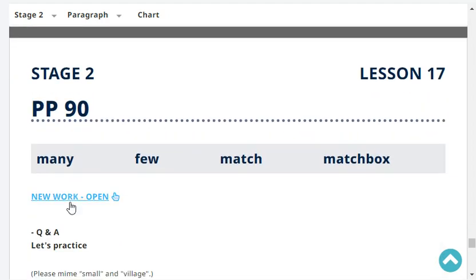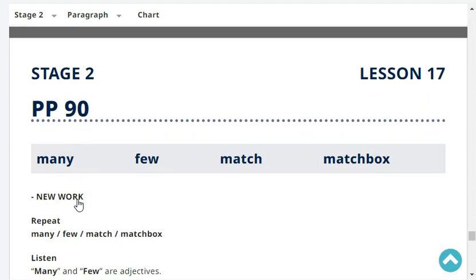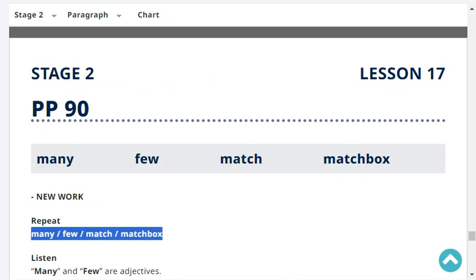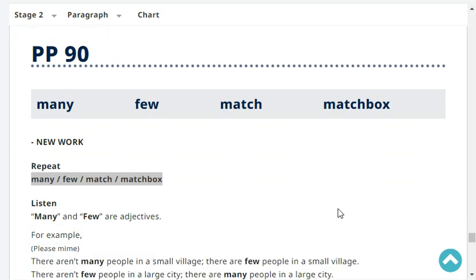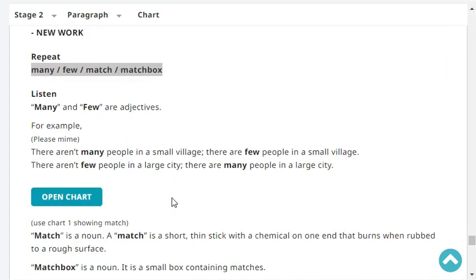Next, repeat. Many. Few. Very good. Next. Matchbox. Very good. Listen. Many and few are adjectives. For example, there aren't many people in a small village. There are few people in a small village.